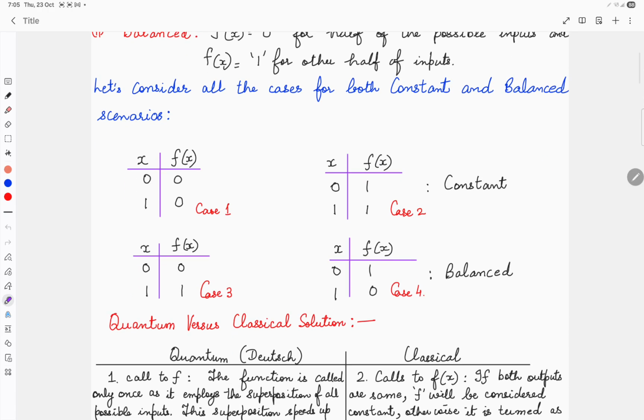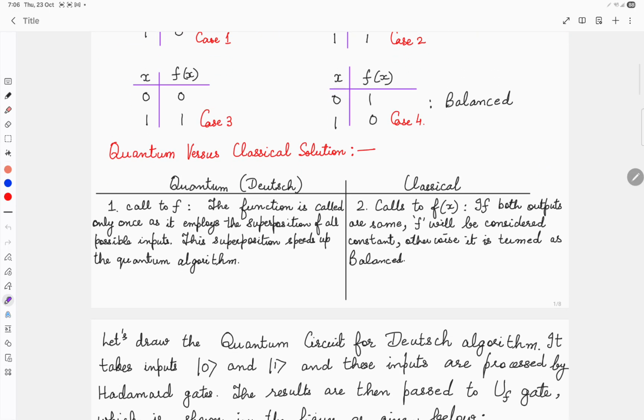Now let us consider all the cases here. Case 1 and case 2 belong to constant functions: input is 0, output is 0; input is 1, again the output is 0. So that's a constant function. Similar is the case here: input is 0, output is 1; input is 1, output is 1. In the case of the balanced function, for half of the inputs the output is 0, and for the other half the output is 1. So case 3 and case 4 belong to the balanced functions.